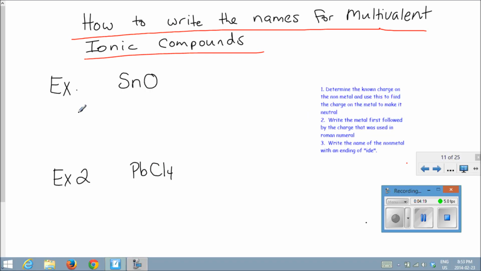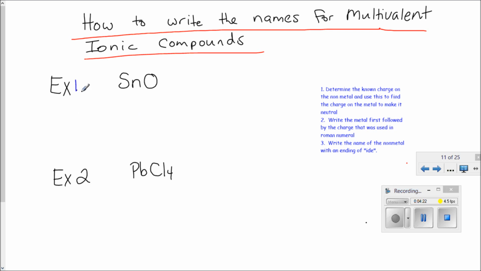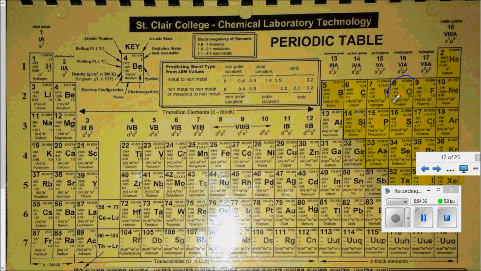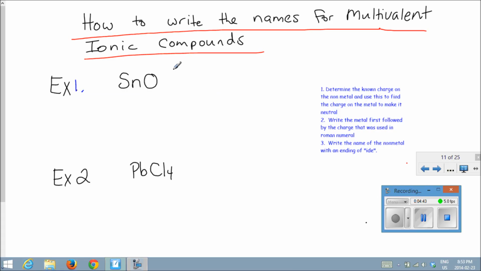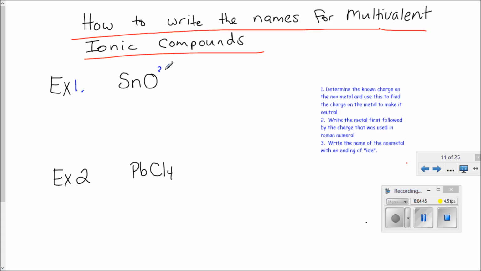Okay, so our first example, number 1, says SnO. So to determine the known charge of the nonmetal and use it to find the charge on the metal to make it neutral. So first of all, we know the charge on the nonmetal. We know oxygen right here is in group 6A or group 16. It has a 2 negative charge. So therefore we can put that charge right up here.